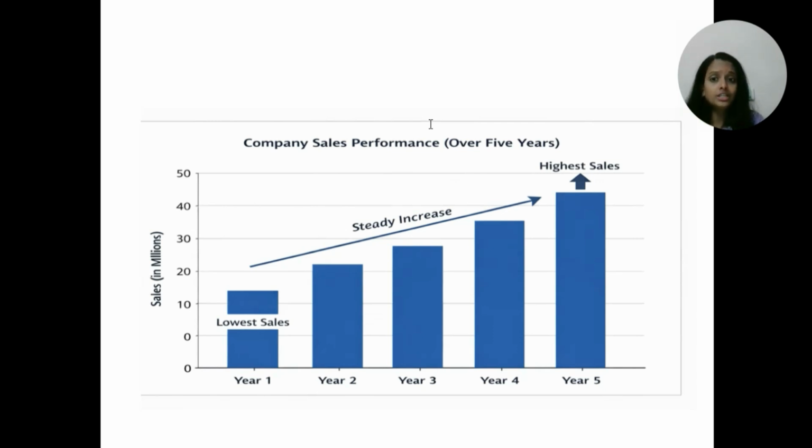In conclusion, the chart clearly demonstrates that the company has experienced steady and consistent growth in sales over the 5 years, reflecting a successful upward trend and improved performance in business.